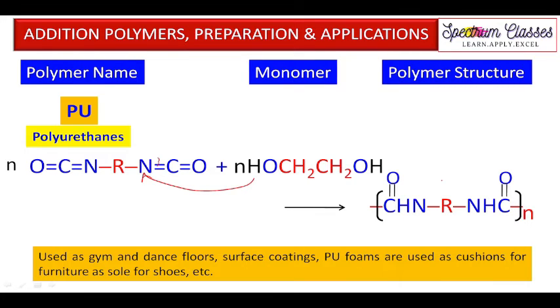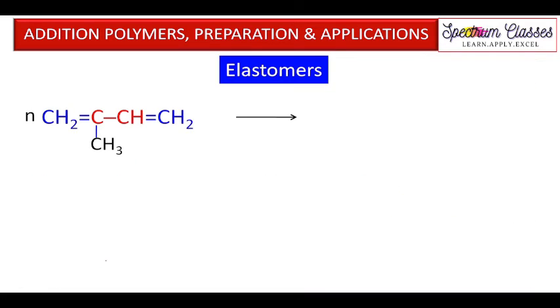So here are the applications of these polyurethanes. This is used for gym and dance floors, surface coatings, PU foams are used as cushions for furniture, as soles for shoes, etc. The next type of polymers are, these all which we have discussed are addition polymers, and they are basically thermoplastics, and here we are going to discuss the elastomers.